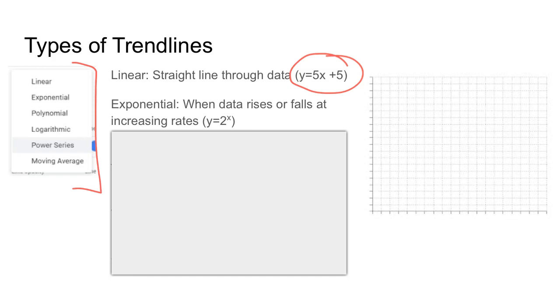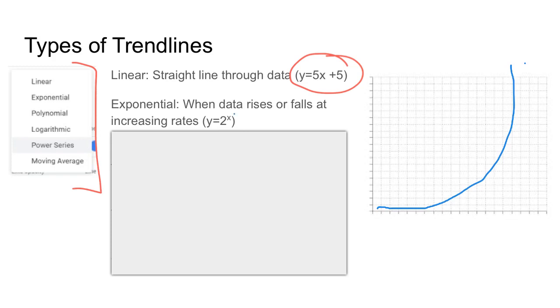And so we could also have something like an exponential, like we showed in the last one. This is when something rises or falls at an increasing rate. This could look like when it starts off very slow and then very quickly speeds up. It's not going to go backwards, but it will speed up really, really quickly.